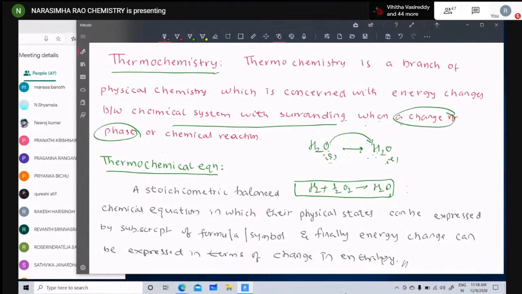It's clear, children. This is the rule for writing the expression of a thermochemical equation. That means a stoichiometric balanced chemical equation in which their physical states can be expressed by subscript of the formula or symbol. Finally, energy changes can be expressed in terms of enthalpy change. It's clear. Let me take one more example for this. Children, copy now. Yes, sir.